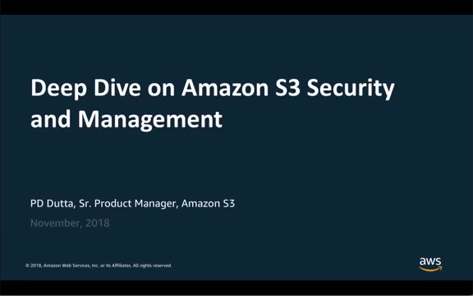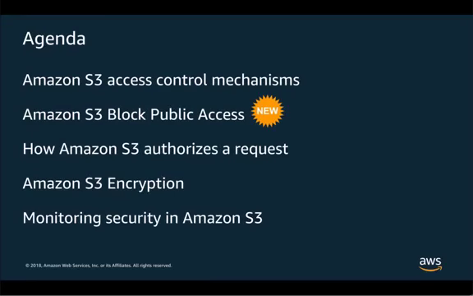So let's begin. So this is what you should expect from this webinar. We're going to first start off by talking about the different access control mechanisms that you have in Amazon S3 to secure and protect your data. We're going to switch gears and talk about a new feature that we launched a few days ago. It's called Amazon S3 Block Public Access. Then we're going to move to how Amazon S3 authorizes a request. We're going to switch gears and talk about S3 encryption. And then finally, we're going to close with how you monitor security in Amazon S3.